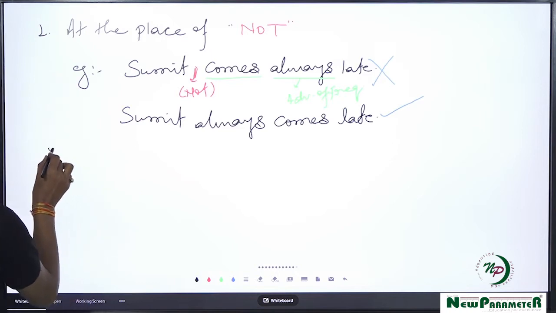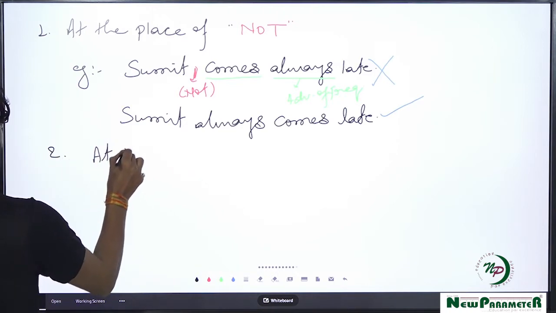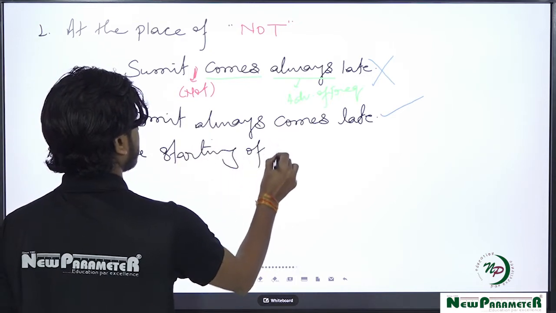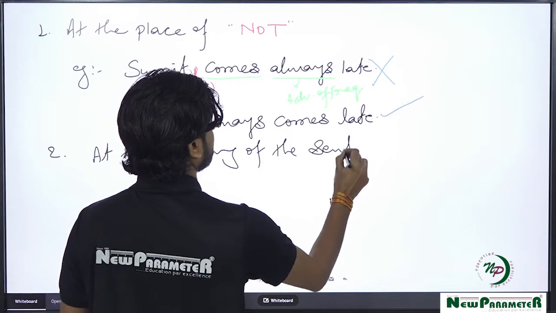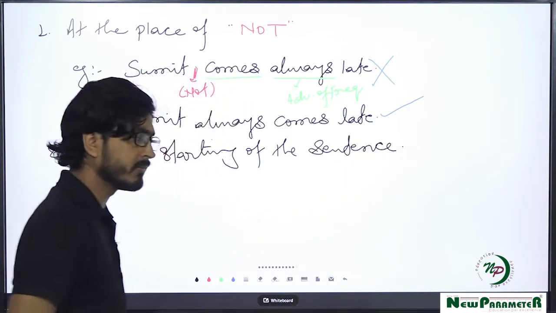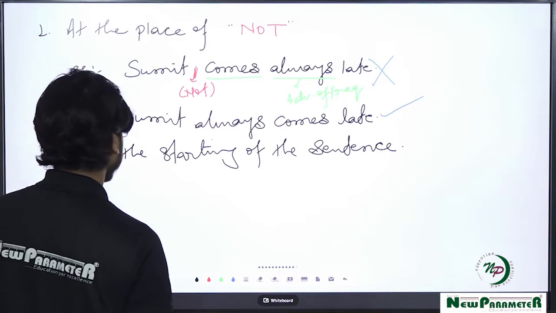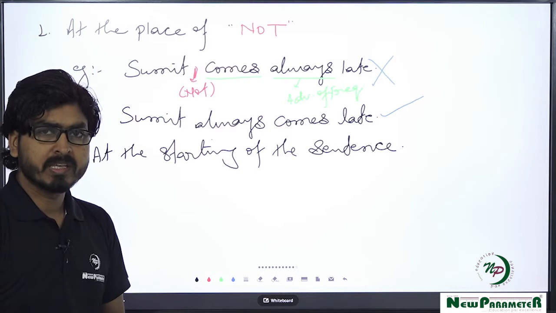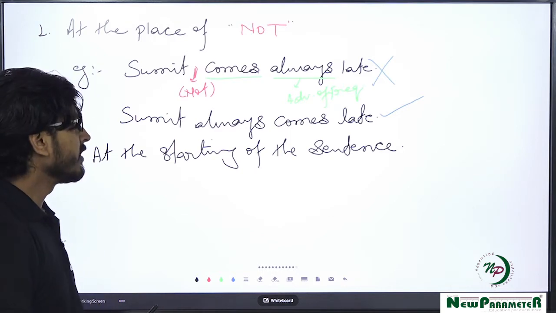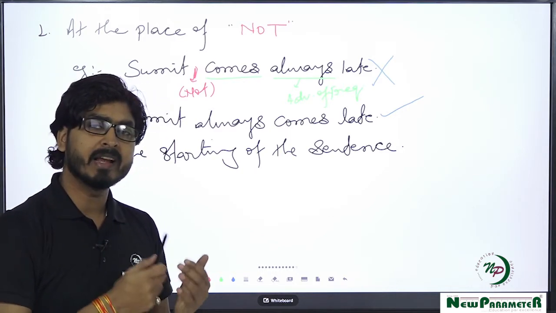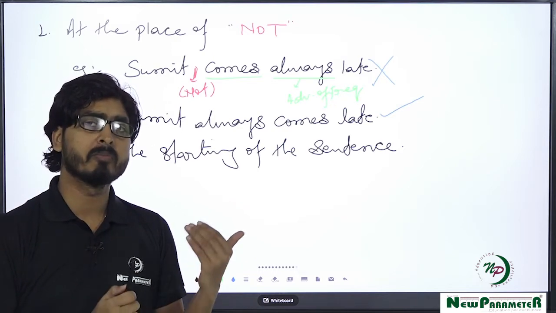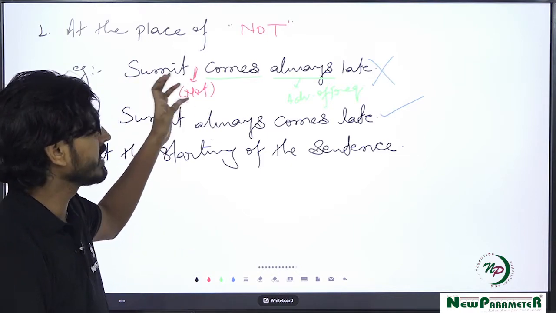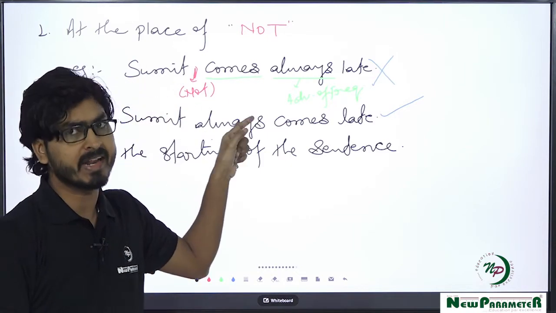Now move to another position: at the starting of the sentence. Now we'll see at the starting of the sentence. Here, whenever we use any adverb of frequency at the place of not, we don't have to bifurcate whether that adverb of frequency is of positive sense or negative sense. I mean, at the place of not, we can put both positive sense and negative sense.